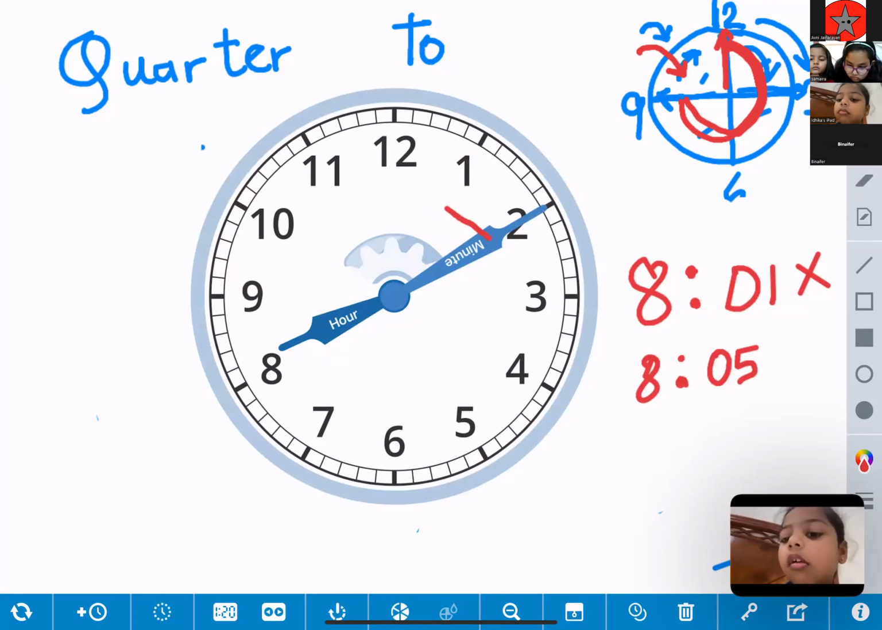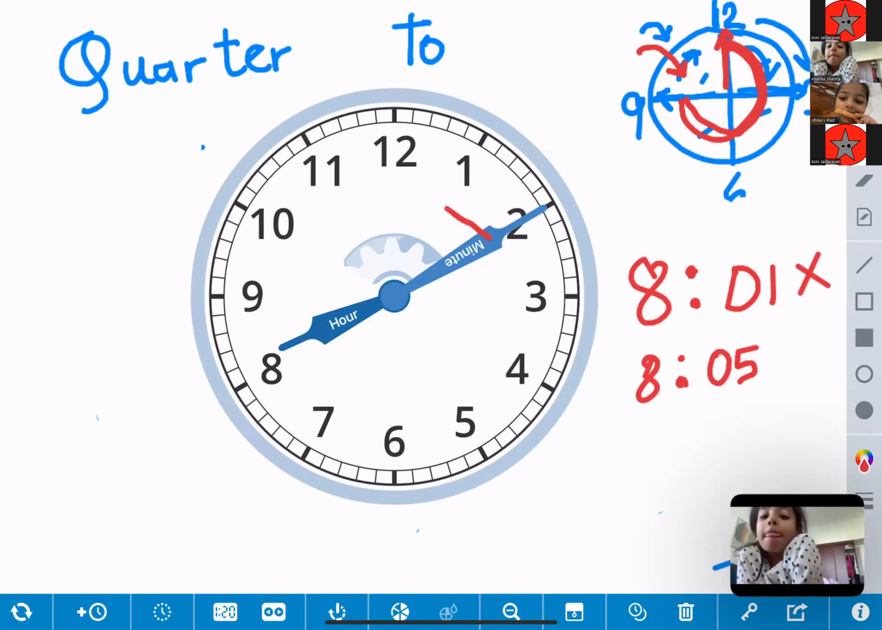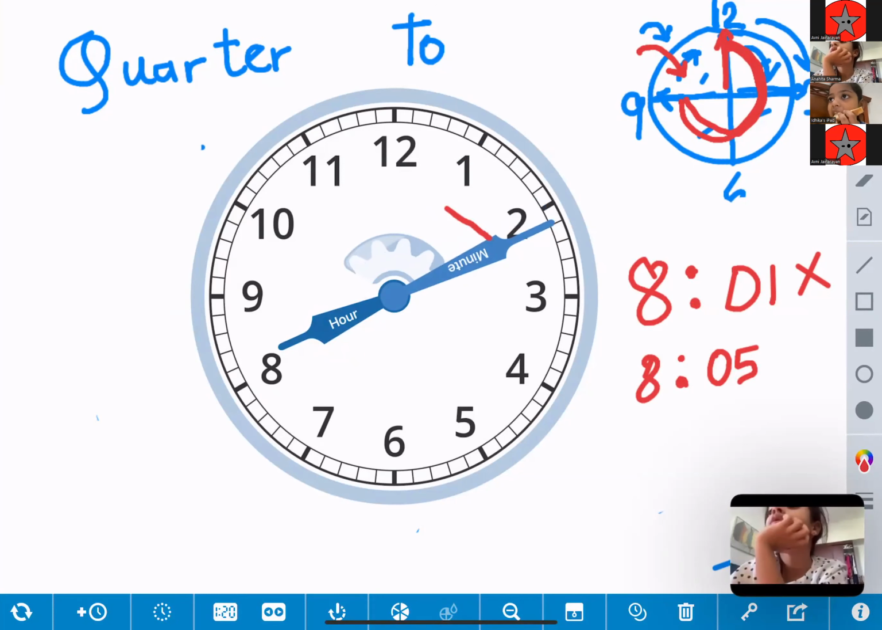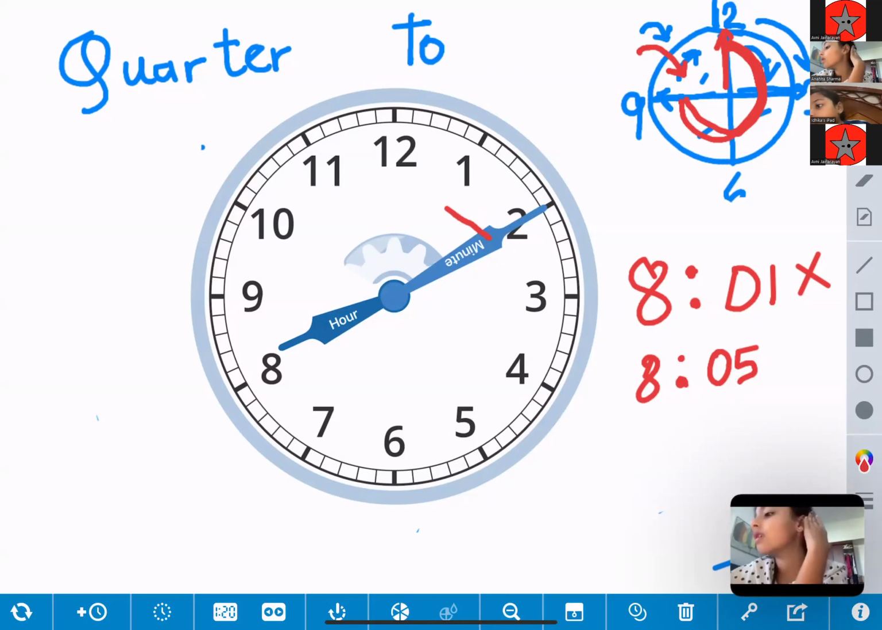Anahita, what is the value of the minute hand when it is on 2? What are you going to say? 8:15. No, beta. No. When my minute hand is on 2, am I going to say it's 2 or am I going to give the minute value? We have to multiply it by 5. What is 5 times 2, Anahita? 10. So that is what I'll say, 10.